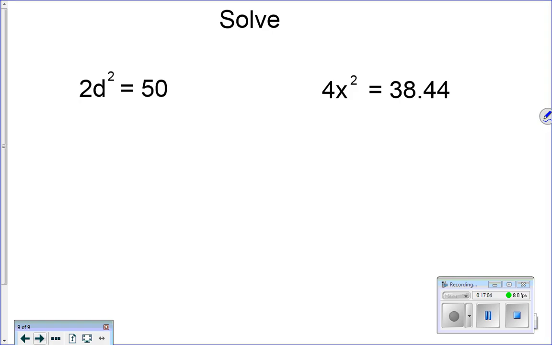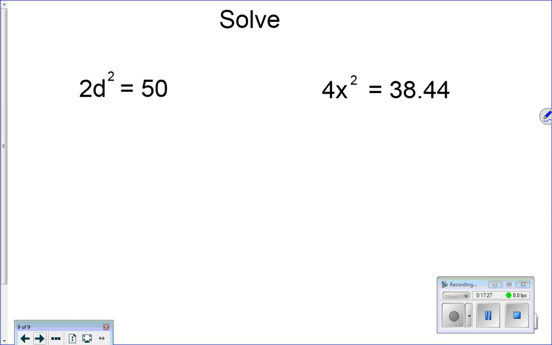So they're going to actually have you solve today. So they're going to give you a problem that looks like this, and they want you to solve for the letter. So it's very simple if you follow what you're supposed to be doing. So write this in your notebook, and I'll go step by step with you, and I'll make sure you know how to do it. So 2d squared equals 50. So my job is to figure out what d is by itself.